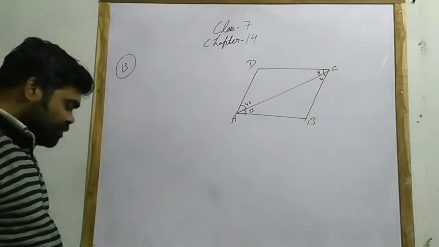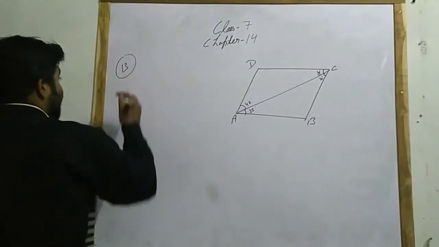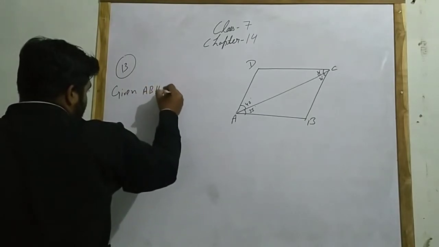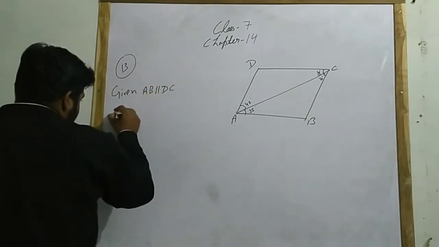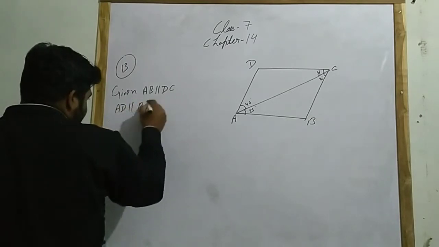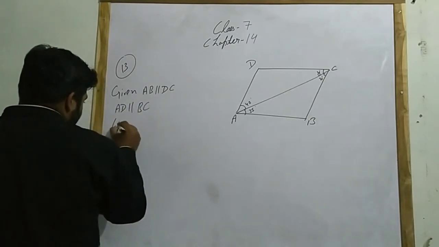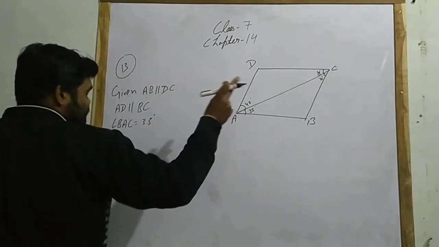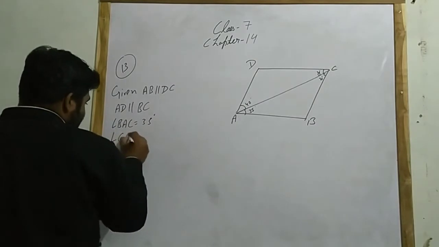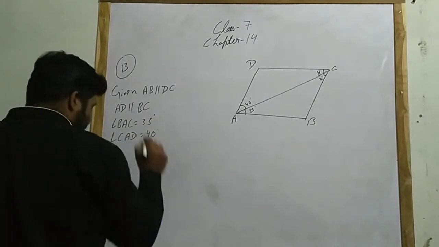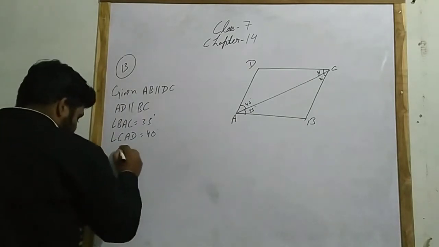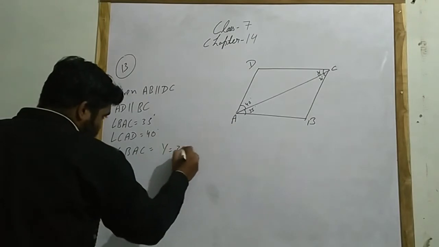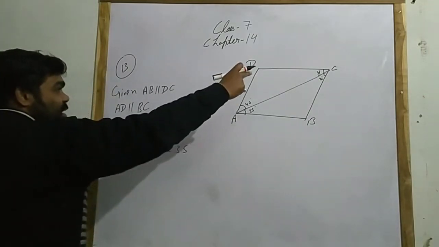So first of all you have to write what is given in this question. AB is parallel to DC, and AD is parallel to BC, this is also given. After that, angle BAC equals 35 degrees and angle CAD equals 40 degrees. So angle BAC equals y equals 35 degrees, it is given. You can see y degree.